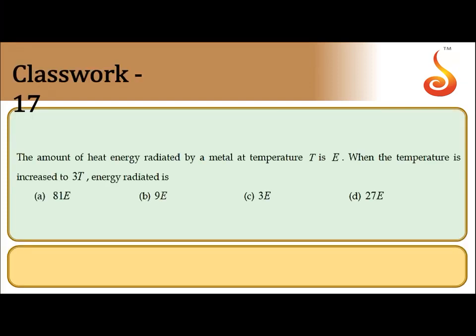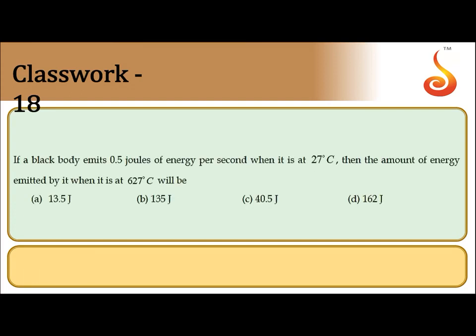Yes, we shall move on to next one. If a black body emits 0.5 joules of energy per second when it is at 27 degrees Celsius, then amount of energy emitted by it when it is at 627 degree Celsius will be. See, first temperature is 27 degrees Celsius. First convert it to Kelvin because the law is valid at Kelvin temperature. So it will become 300 Kelvin. So final temperature is 627 degrees Celsius, that is 900 Kelvin.